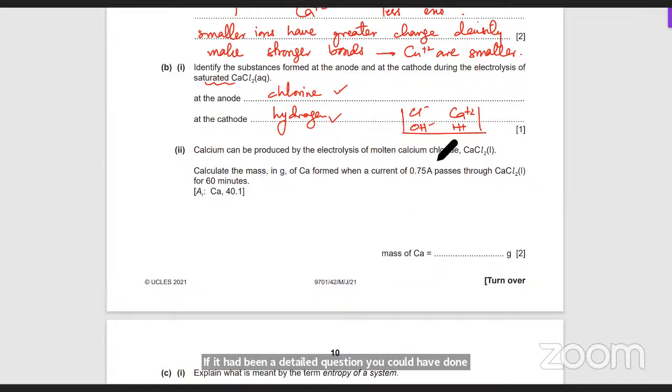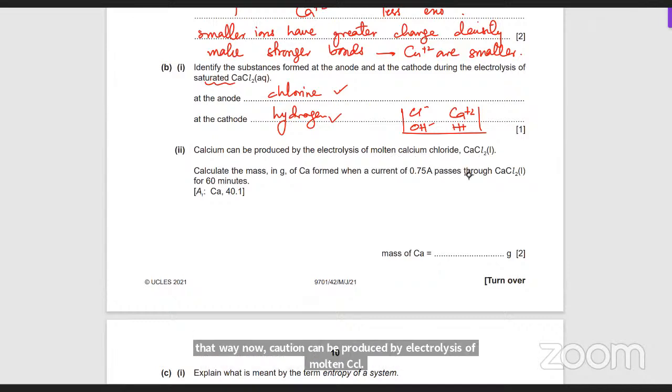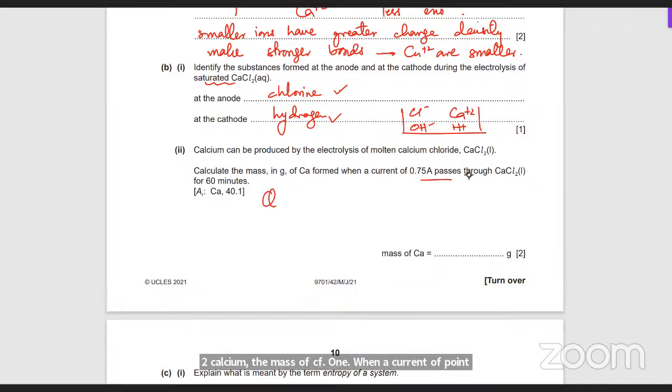Now, calcium can be produced by electrolysis of molten CaCl2. Calculate the mass of Ca formed when a current of 0.75 amperes is passed. So Q is equal to IT. Okay, you've got the values. Tell me, the current is 0.75 amperes times 60 minutes times 60 seconds. So how many coulombs is this?